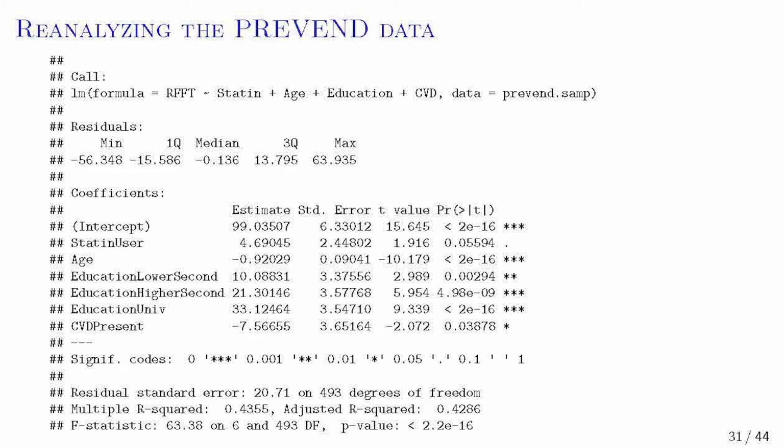Last variable, CVD, is cardiovascular disease presence. That would indicate that the person has a disease. And we would expect that one with the disease would have a score 7.5 or so points less than those without cardiovascular disease. And that is significant at the alpha equals 0.05 level.